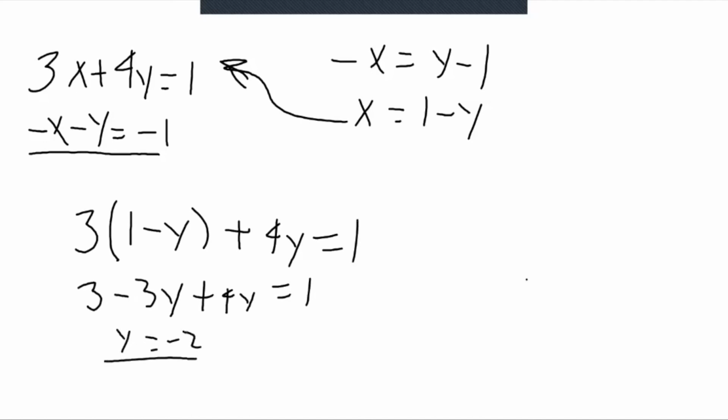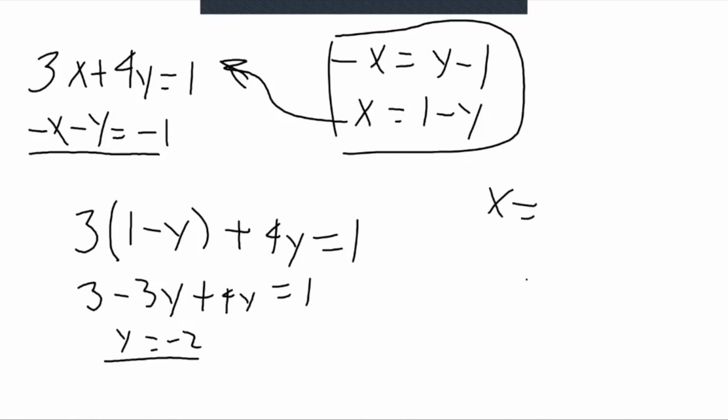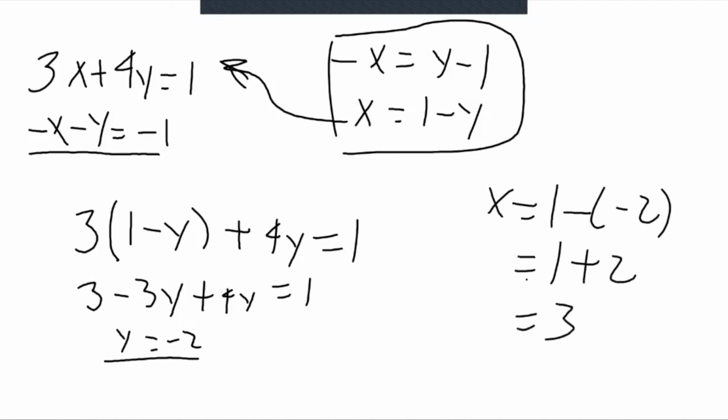So now we finally have what y equals, and now we can plug this back into any of our equations, actually. We can plug it into the original two, or we can plug it into one of these here. And I'm just going to choose one of those because it's already in the form x equals something. So we can plug in y into that. So we'll have x equals 1 minus -2, which just equals 1 plus 2, which equals 3. So we have x equals 3 and y equals -2.